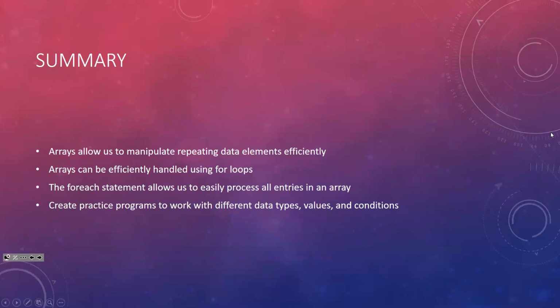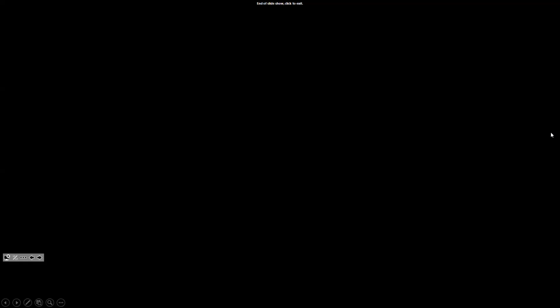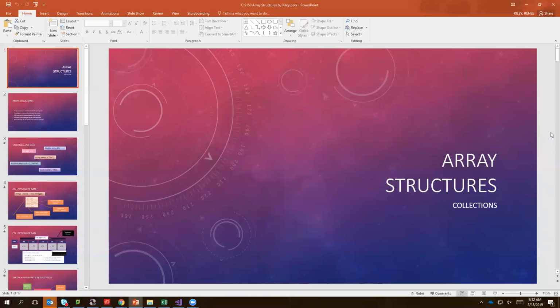So our arrays, of course, are super important, letting us manipulate repeating data elements efficiently. We can use them a lot with loops. We'll see that a lot. The foreach statement lets us process all of the entries in an array really easily. And you guys want to create some practice programs to work with different data types and values and conditions and all those great things. So let's create, you guys already have a good one.